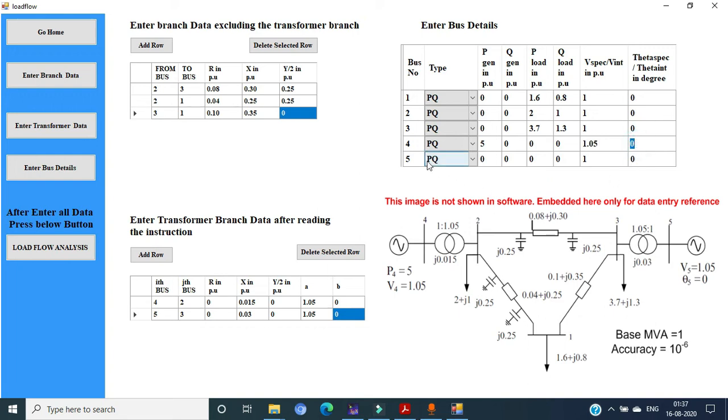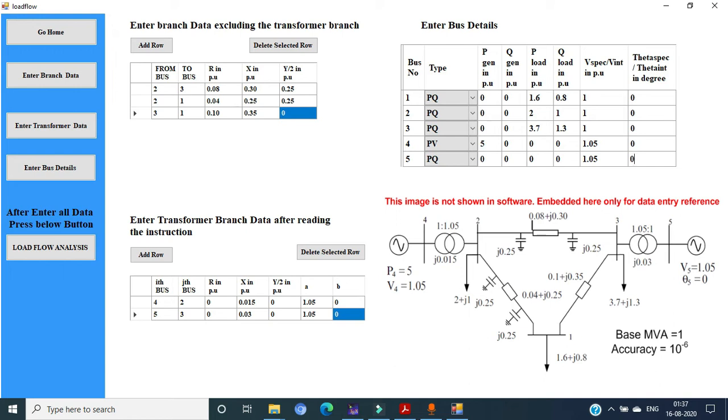One more thing, change the PQ bus to PV bus in this drop down menu. For the last bus 5, the voltage and angle are specified in this figure. So this is a slack bus. For P and Q, both the generation and the load are treated here as 0. But the V is specified in the figure as 1.05 and the angle is also specified as 0. We complete all the data entry here.